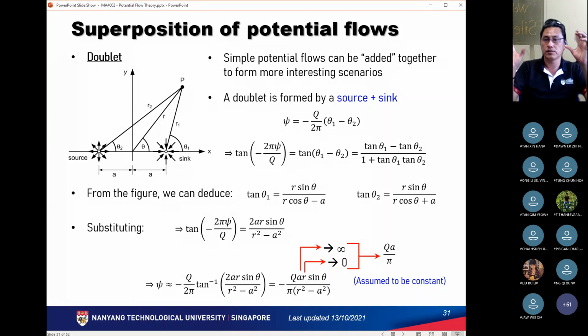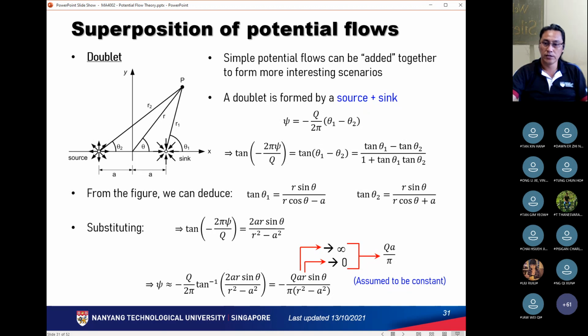The implication is that the source and the sink are gradually moving towards the origin. And as they do so, Q increases such that the product of Q and A remains a constant still. Of course, it's not realistic, but it's a hypothetical scenario.